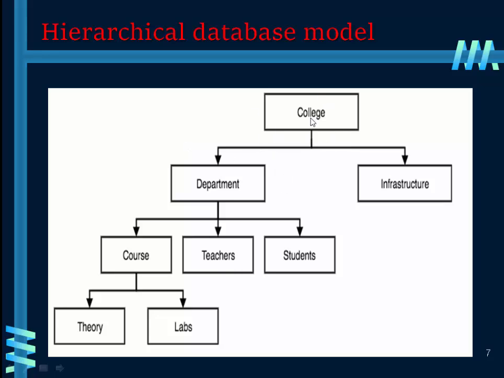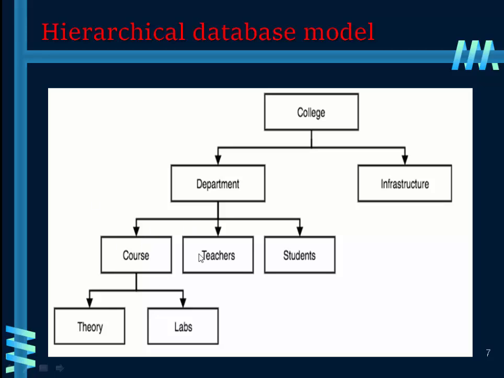So here, college is one root. College data is the root, and these are the two children of the root node: department and infrastructures. Again, we can add data as a child node to the parent. Now these department and infrastructures act as parent nodes to the child nodes: course, teachers and students. Again, we can add a child node to the previous nodes.